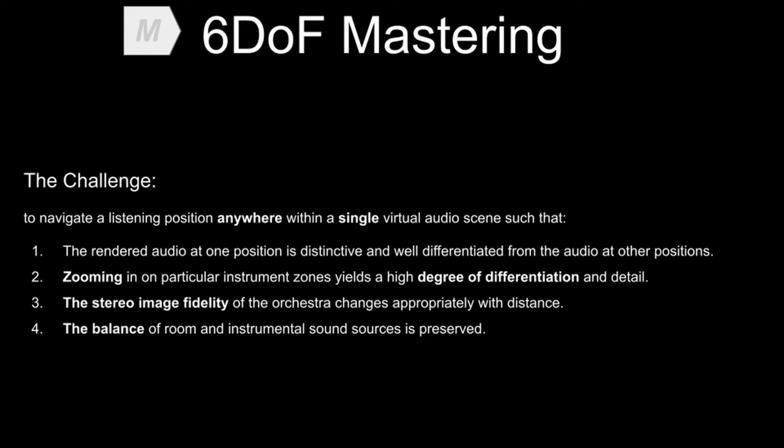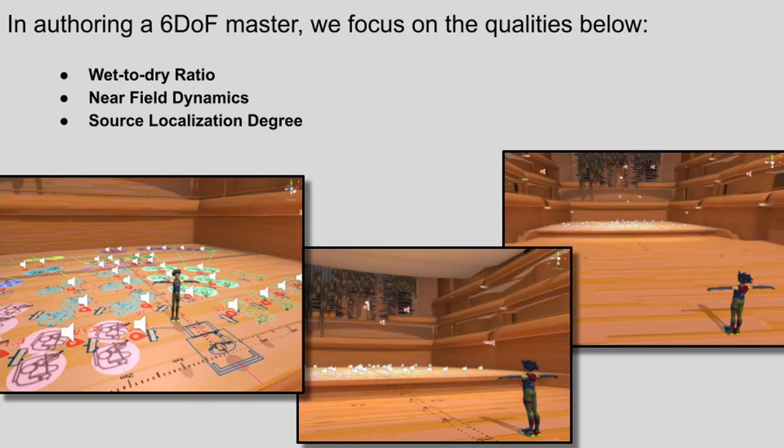Zooming in on particular instrument zones yields a high degree of differentiation and detail. The stereo image fidelity of the orchestra changes appropriately with distance. The balance of room and instrumental sound sources is preserved. Wet to dry ratio controls the balance between room sources and instrumental sources. Near field dynamics controls the quality and amount of sonic zoom that is applied when listening very close to instrument sources. Source localization degree controls how clearly a sound source appears to emanate from a specific location in space.